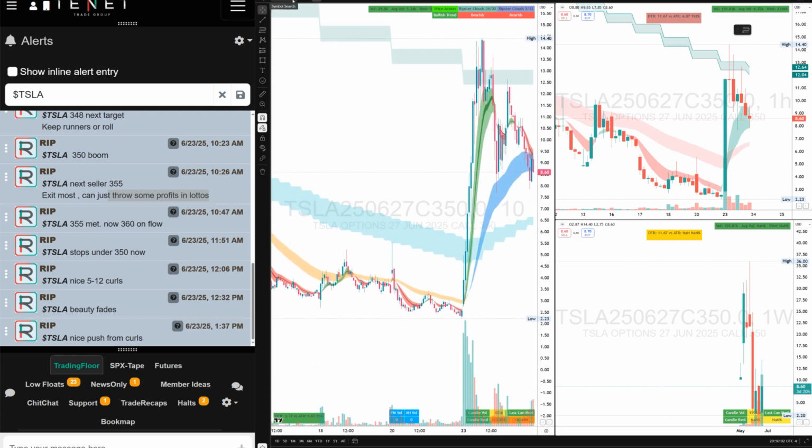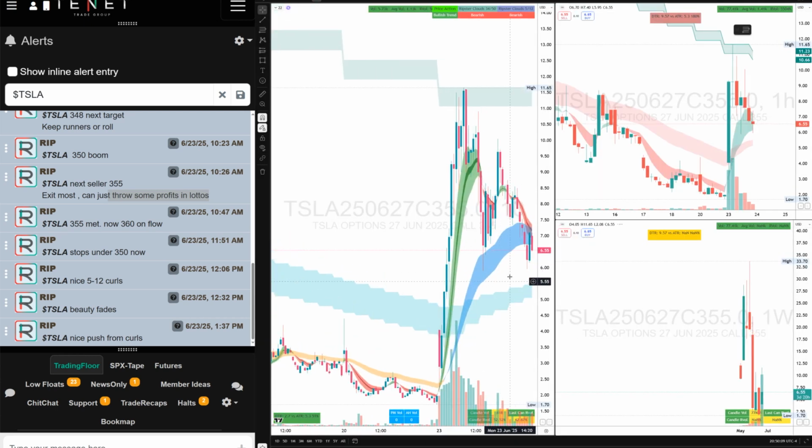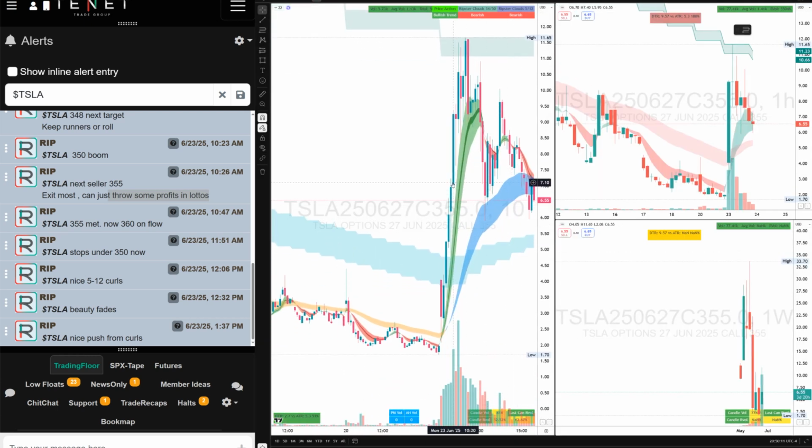Because if 350s is too much and you don't want to risk that much, you put it in 352 fives, or you put it in 355s, right? Anything that lottos that makes sense to you. You buy it again, this one at $7, so you're just using $700 profit from your own trade, and then that gives you another $400 or $500.